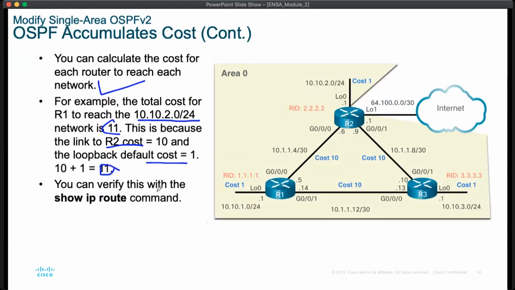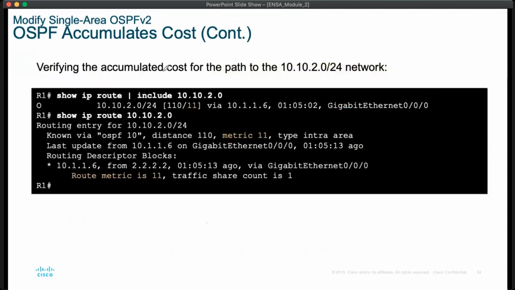You can verify this with the show ip route command, verifying the accumulated cost for the path to the 10.10.2.0/24 network on R1. So you can see the information in here, and also this one. This is some good info about this.